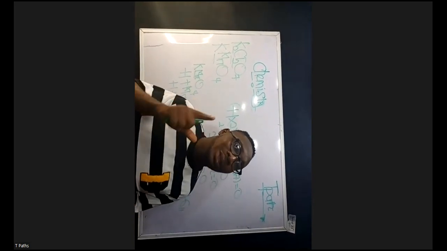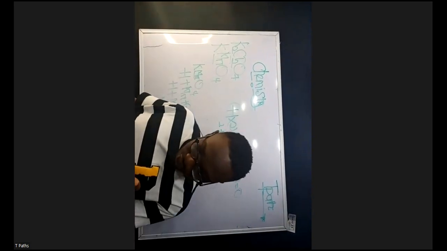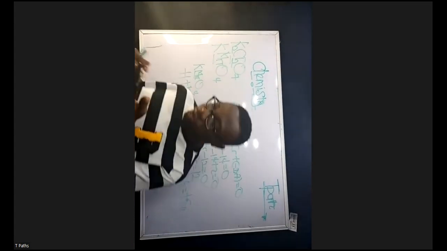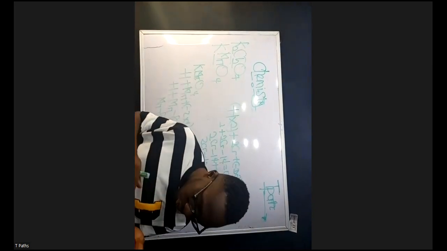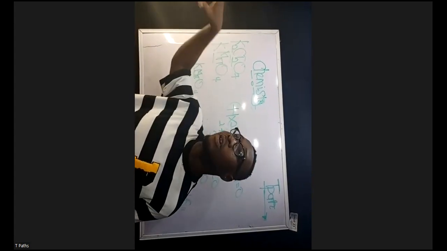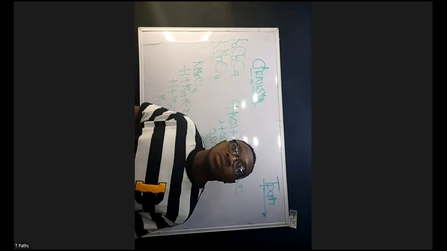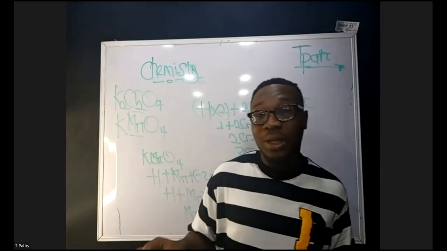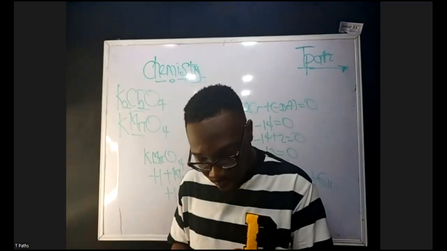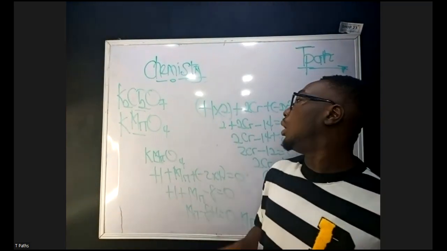Now, how do we identify an oxidizing agent or a reducing agent? Oxidizing agents, number one, are electron acceptors. They accept electrons. Number two, they are the substance that is reduced in the process. So when you have a redox reaction, the substance that is reduced is called the oxidizing agent. And lastly, the substance in which the oxidation number decreases is known as the oxidizing agent. So with this, you can easily determine the oxidizing agent in an equation.